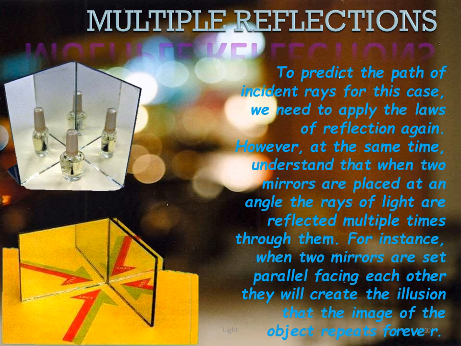So to predict the path of the incident ray in this case, we need to apply the law of reflection again. However, at the same time, understand that when two mirrors are placed at an angle, the rays of light are reflected multiple times through them. That means if they are placed at a certain angle, as for example, in this case, we have placed two mirrors at a right angle, and an object is placed here. So we can see many images. 1, 2, 3, 4 images we can see.